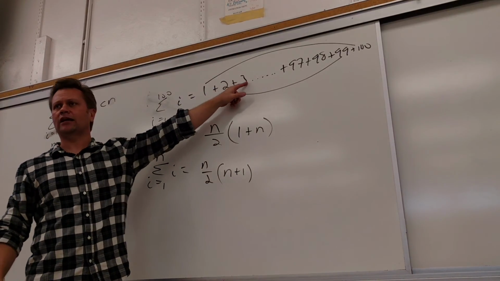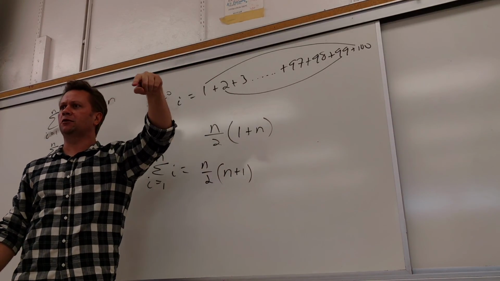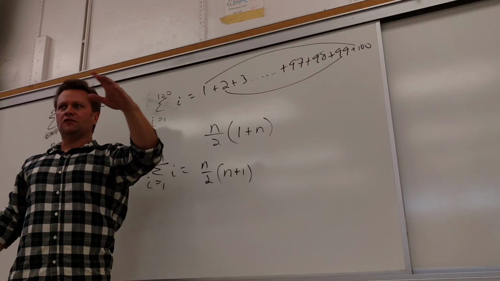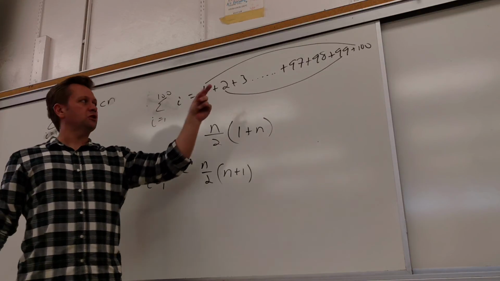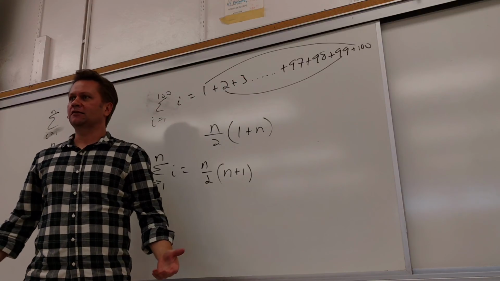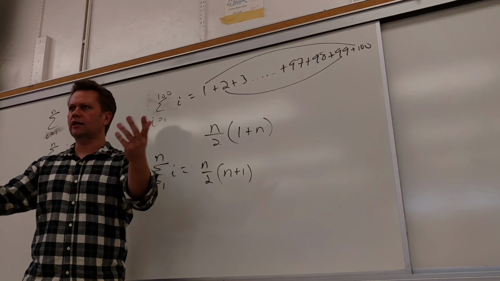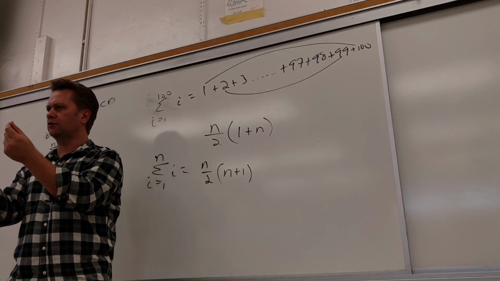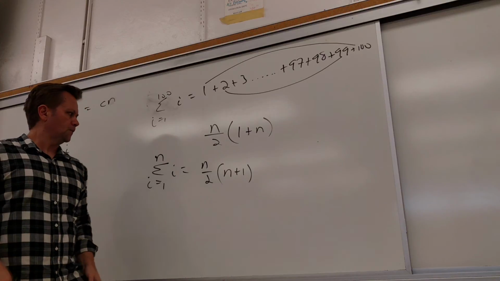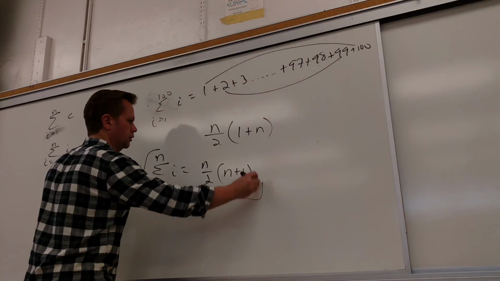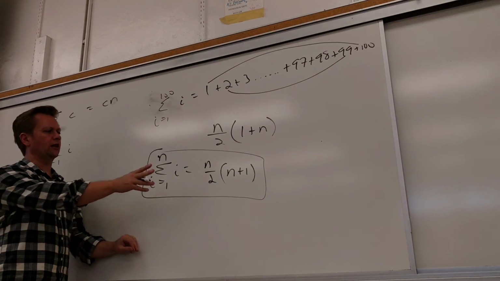Now, does anybody realize what that comes out to be? What's 50 times 101? 5050. You're going to love that. The sum of the first 100 natural numbers is 5,050. Yeah, that's kind of nifty on its own. All right, so this is true, period. Let's try it.